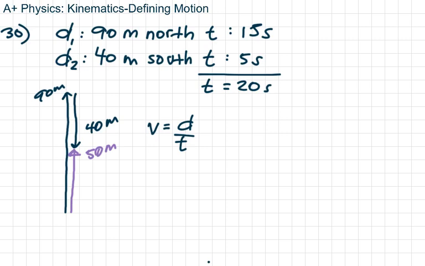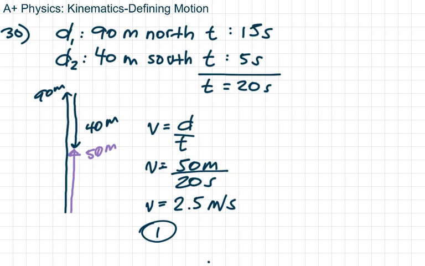V equals d over t, so that's going to be 50 meters over 20 seconds, giving us 2.5 meters per second, choice 1. Notice that if you accidentally found the speed and did 130 over 20, that would be 6.5, and oh look, that's an answer choice.